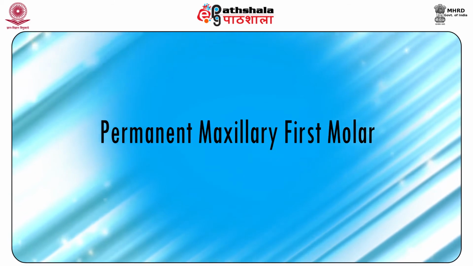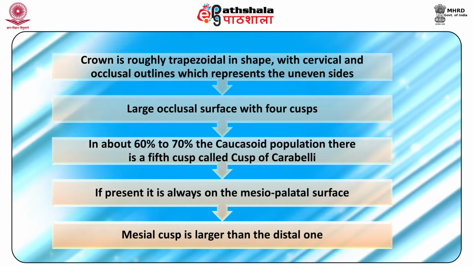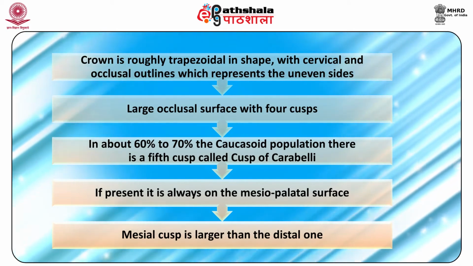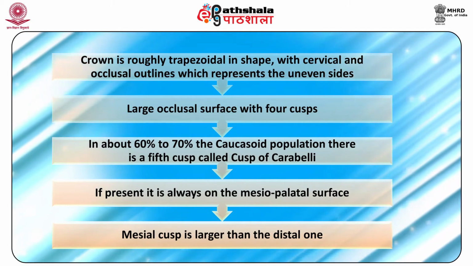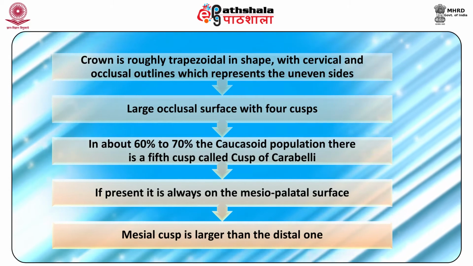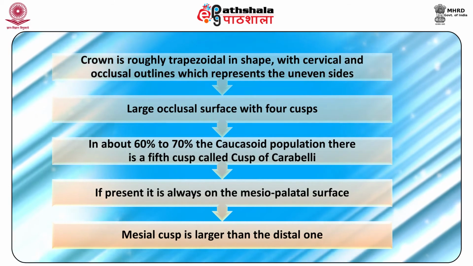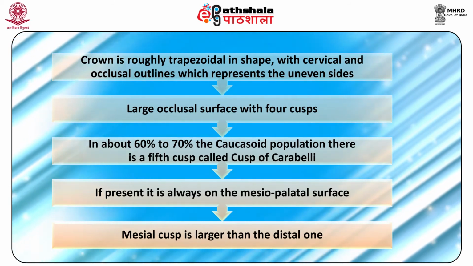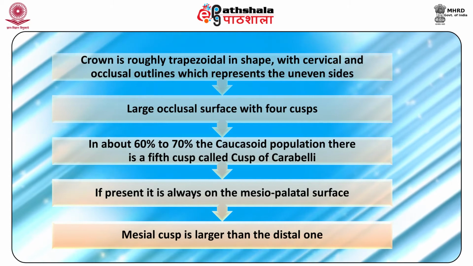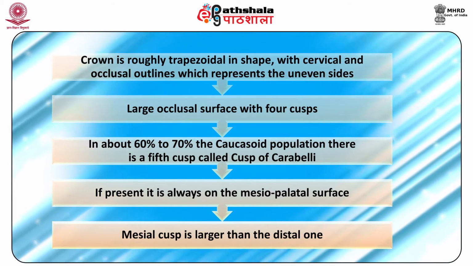Coming on to the permanent maxillary first molar. The crown is roughly trapezoidal in shape, with cervical and occlusal outlines which represent the uneven sides. It has a large occlusal surface with four cusps. In about 60 to 70% of the Caucasoid population, there is a fifth cusp called Carabelli's cusp, and if present, it is always on the mesiopalatal surface. The mesial cusp is larger than the distal one. The four cusps are separated by H-shaped occlusal fissures.